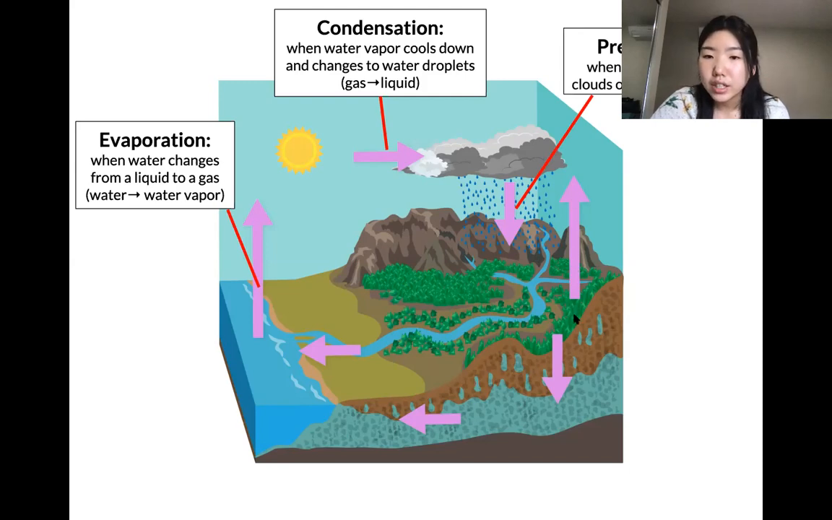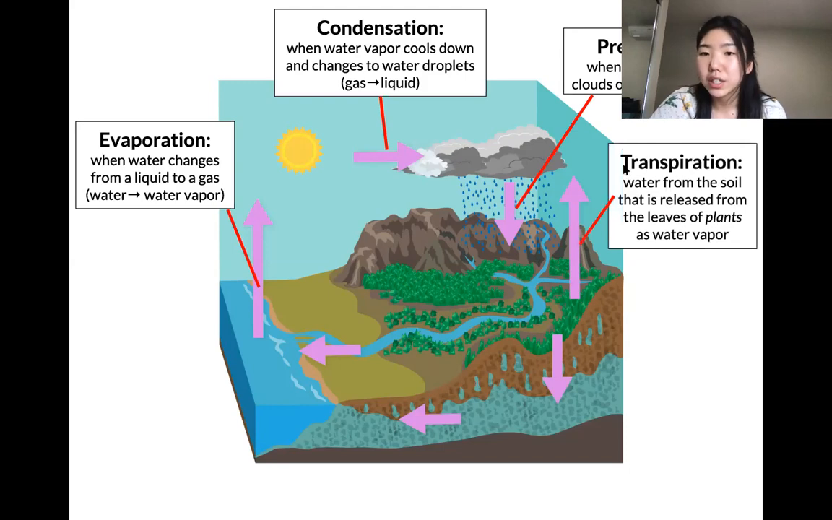Over here, this arrow is pointing up and it's starting from these trees, the grass, the green trees. So remember when water is evaporating from the trees, that's called transpiration. It starts with the same T. So transpiration is when water from the soil is released from the leaves of plants as water vapor. So here, water is leaving the plants, and that's transpiration.